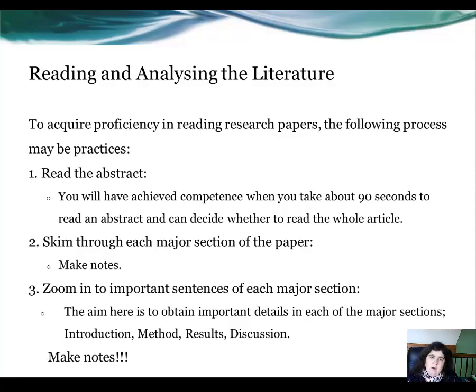Then in the article, skim through each major section of the paper. Major sections are the literature review, the methodology, the research results, and the conclusions. And then zoom into important sentences of each major section. The important sentences would be the key findings or an interesting debate and discussion. So try to highlight some key words that you would expect to see in the literature. Whilst you're reading the sections, make notes. Make short, brief notes about the introduction. What is it actually trying to do? What are the key papers identified in this paper?